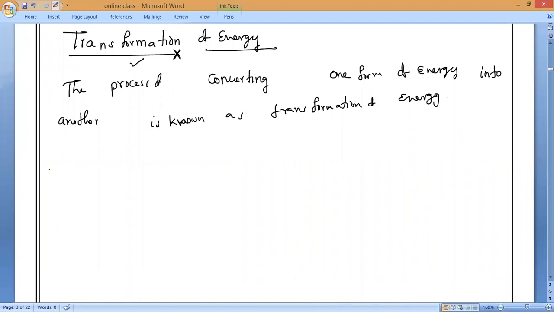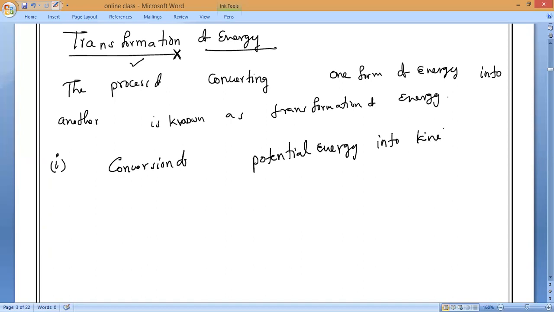So, that is the most important energy conversion: potential energy into which energy? Into kinetic energy. Are you understanding? Potential energy converting into kinetic energy.